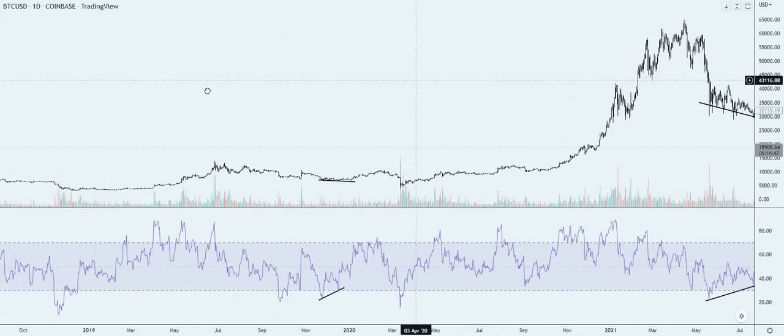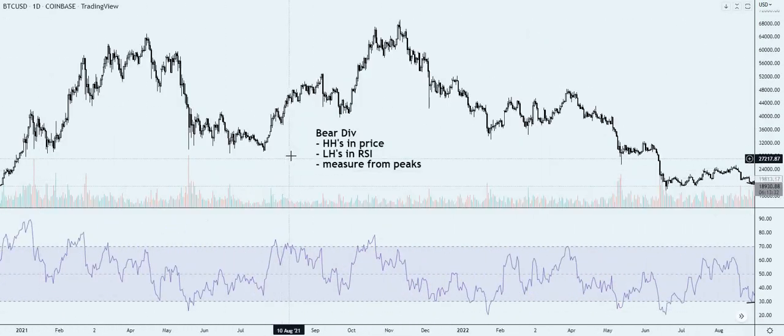Now let's get into some bearish divergence here. Okay, moving on to bearish divergence. These are the conditions for bearish divergence. We make higher highs in price and lower highs in RSI. And we're measuring this time from the peaks, okay, because we're making higher highs and lower highs.